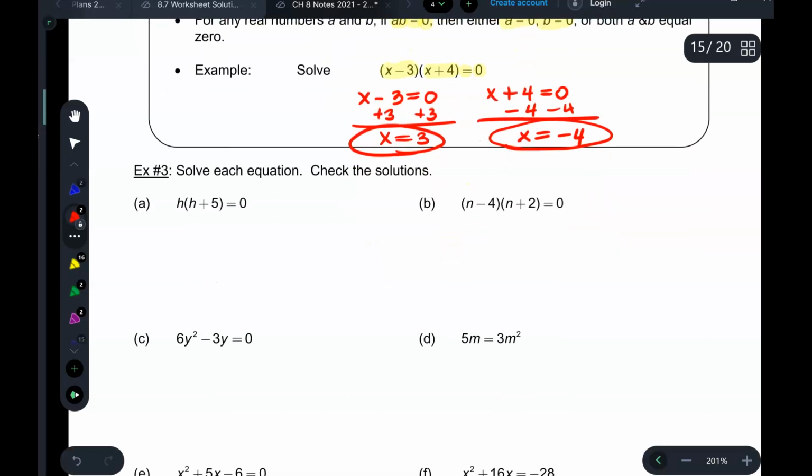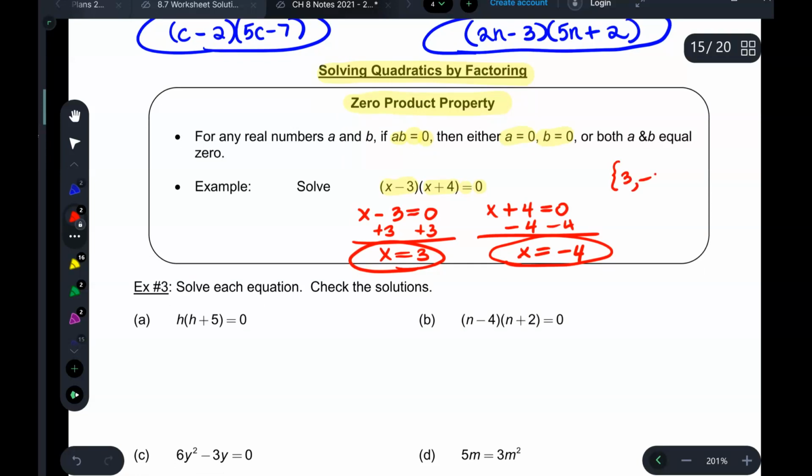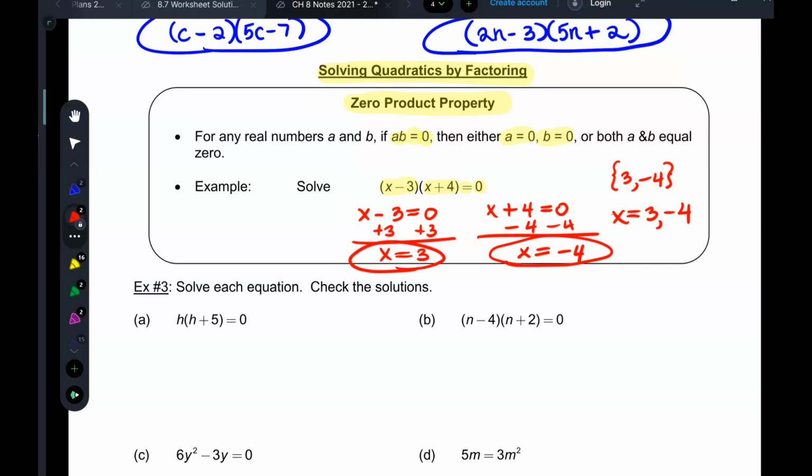Sometimes when you see the solution, you might have it like this, 3 comma negative 4, meaning both of these are your answer. If you just want to write x equals 3 and x equals negative 4, you could also write 3 comma negative 4 like that. Any way you want to write your answer, these are all fine.